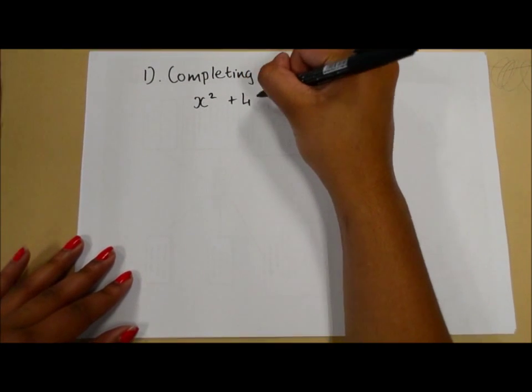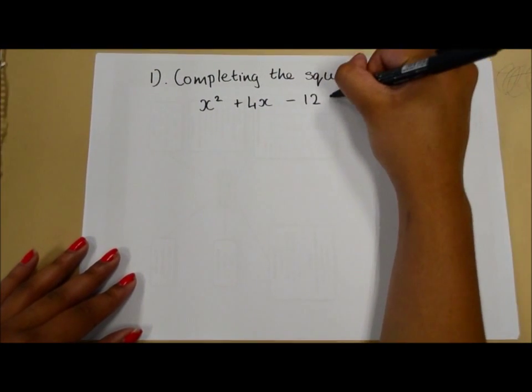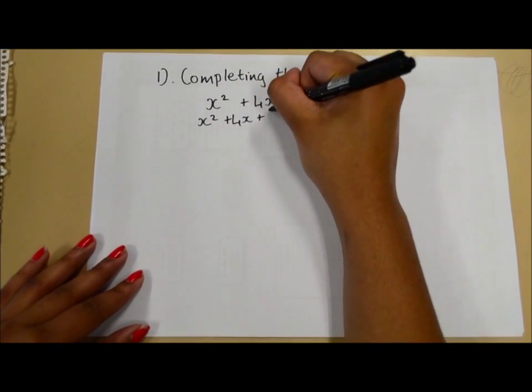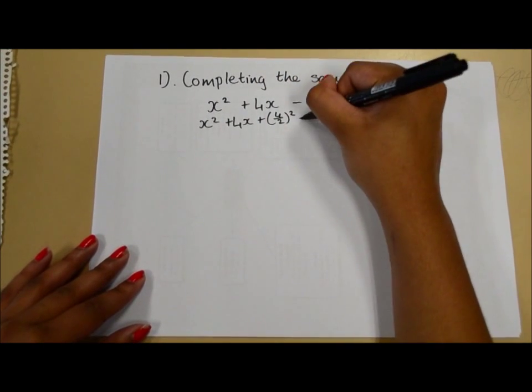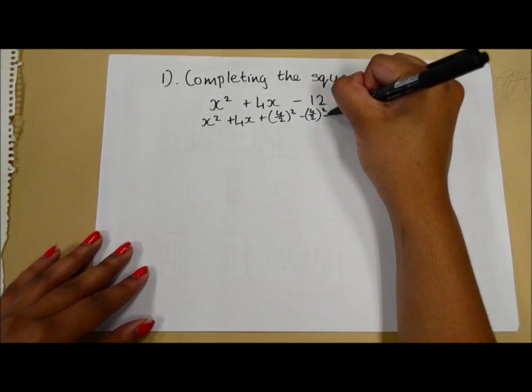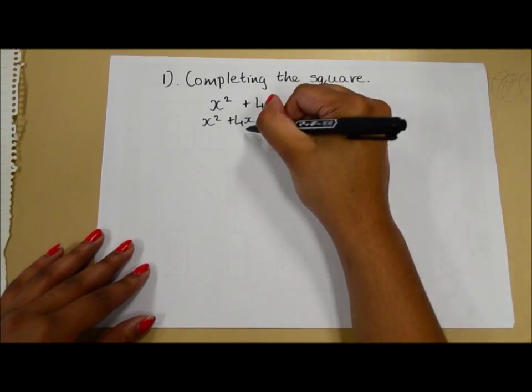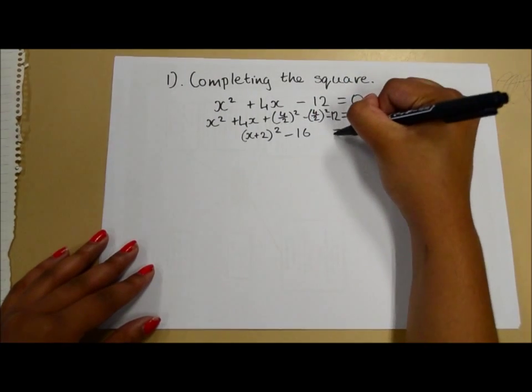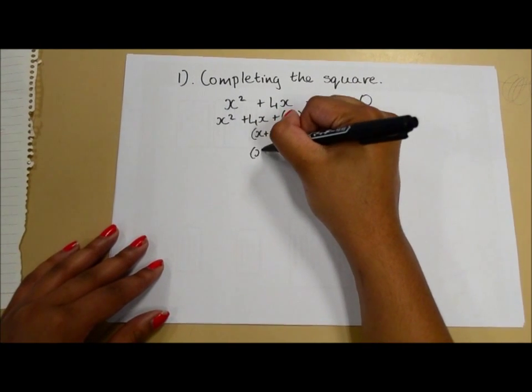x squared plus 4x minus 12 equals 0. First you look at your middle term. To complete the square you half it and square it. Simple. You add this to your equation, placing it in between the b and c values. What you add you must subtract to keep the equation the same. You may notice that the first three terms are a perfect square. If you didn't know, now you know.